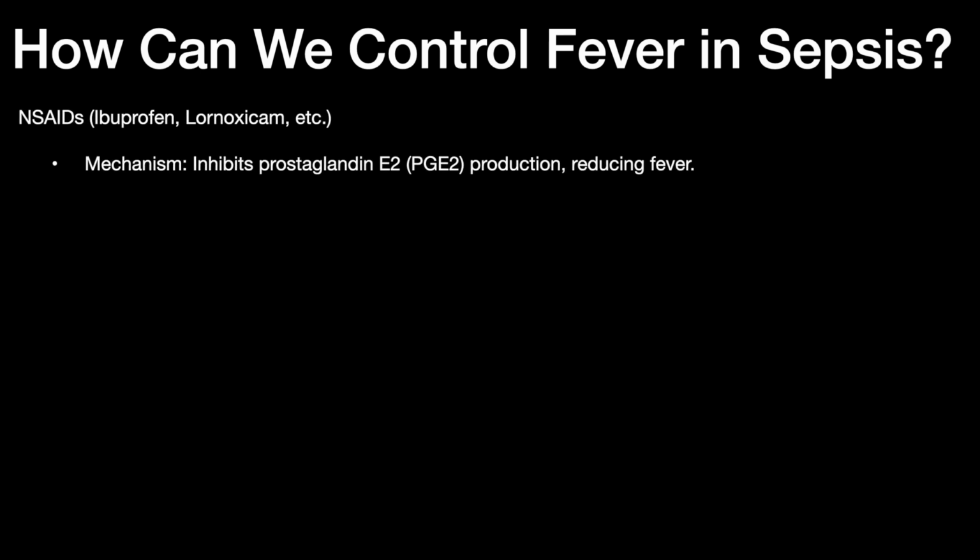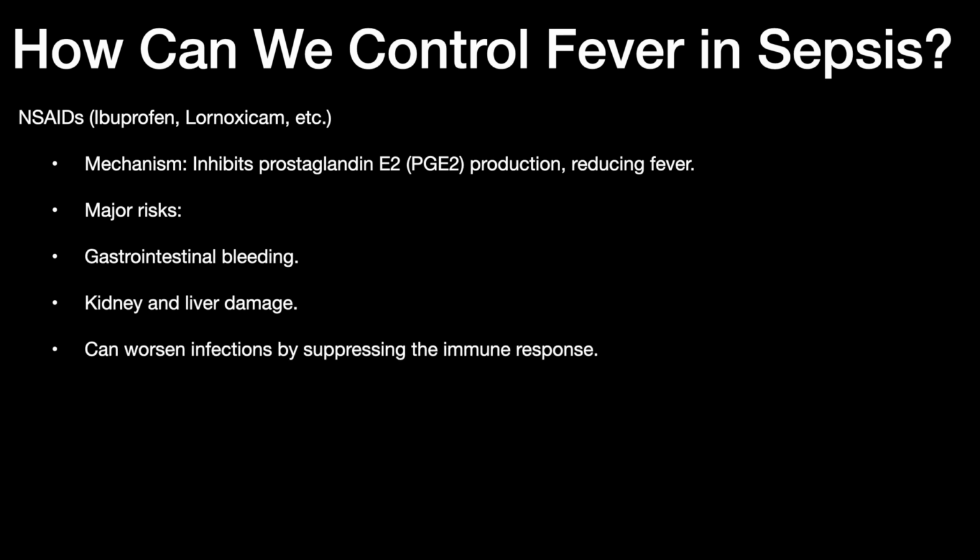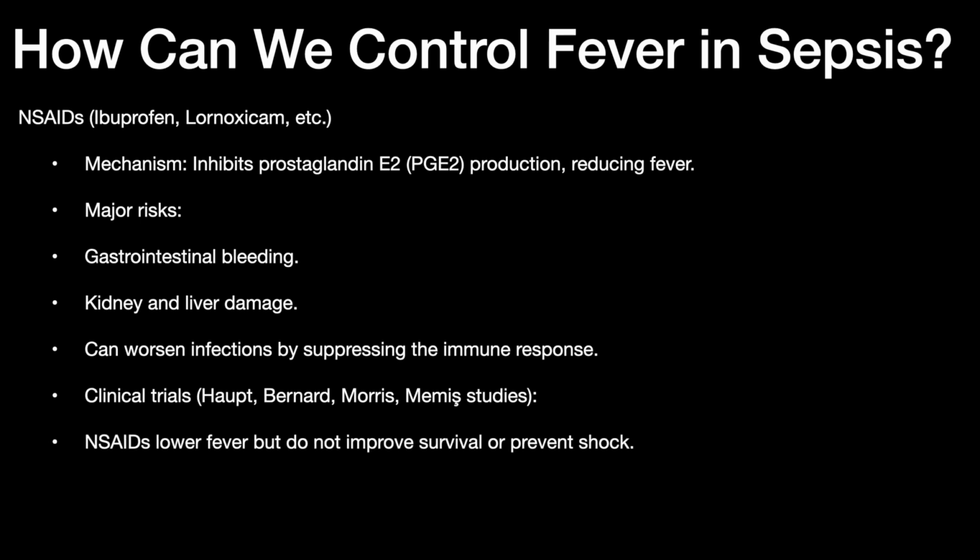Now, apart from that, you have the NSAIDs, which act on prostaglandin E2 and reduce the fever. The major risks are GI bleed, renal and liver damage, and they can worsen the infection by suppressing the immune response. We have a lot of clinical trials on this. They lowered the fever but did not improve survival or shock. Clinically, they are currently not really recommended unless you have severe temperatures, 39.5 and more, and your patient is not responding to acetaminophen.